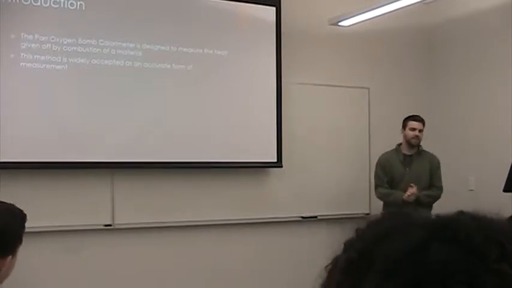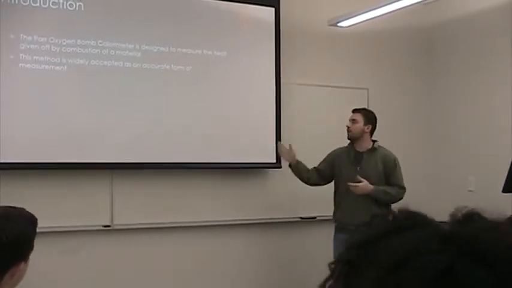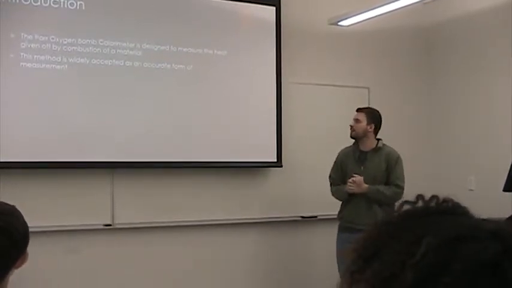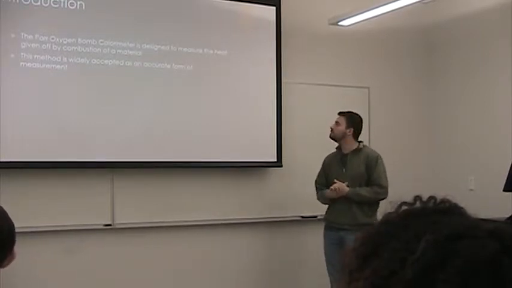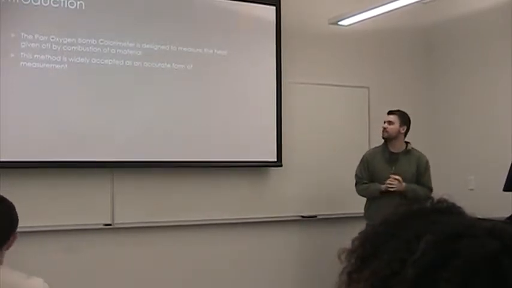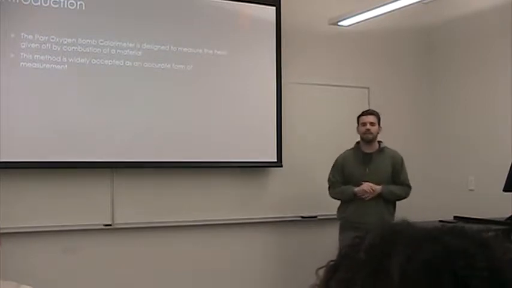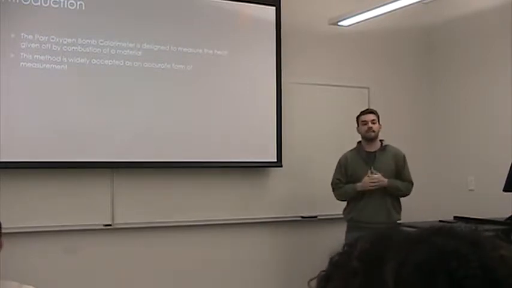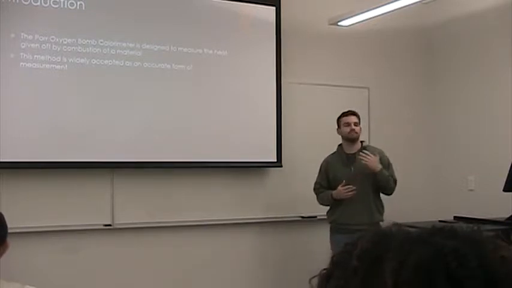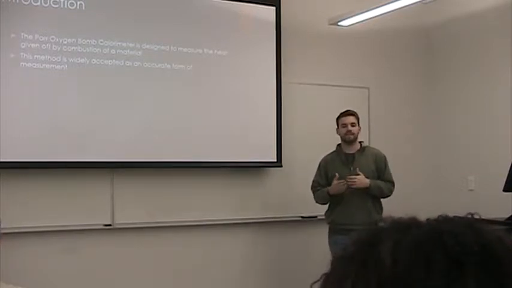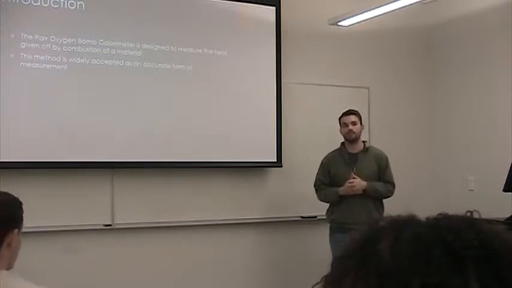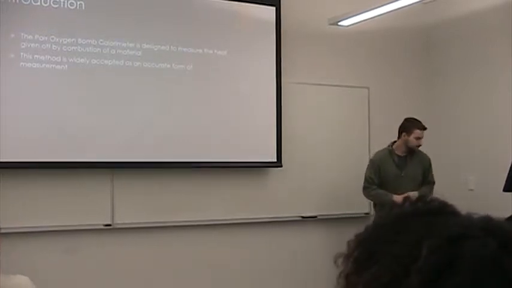We'll go through a little introduction. So the PAR oxygen bomb calorimeter is designed to measure the heat given off by the combustion of a material. This is a widely accepted method by industry. They use it to basically get the caloric values of food and different substances.